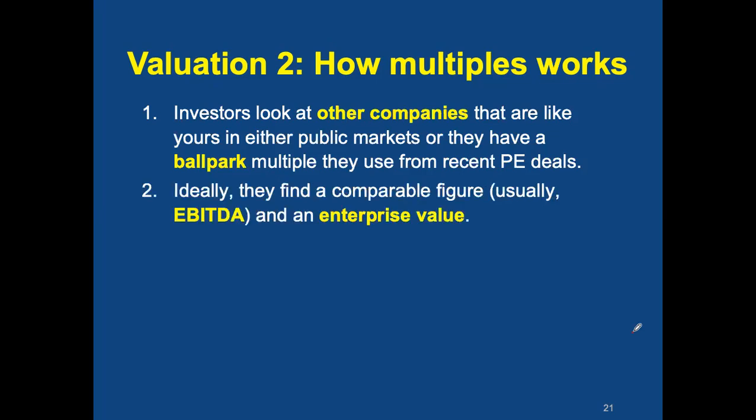They ideally find a comparable figure, something like EBITDA, which is earnings before interest, taxes, depreciation, and amortization. This is a common number. You should have this memorized. If you're in the finance industry, you should know exactly what this is, and if you're a business owner, you should know what this is. This is found on your income statement. It's very simple to calculate. You just go to the net income, and then you start adding back: taxes, you add it back. Depreciation, you add it back.